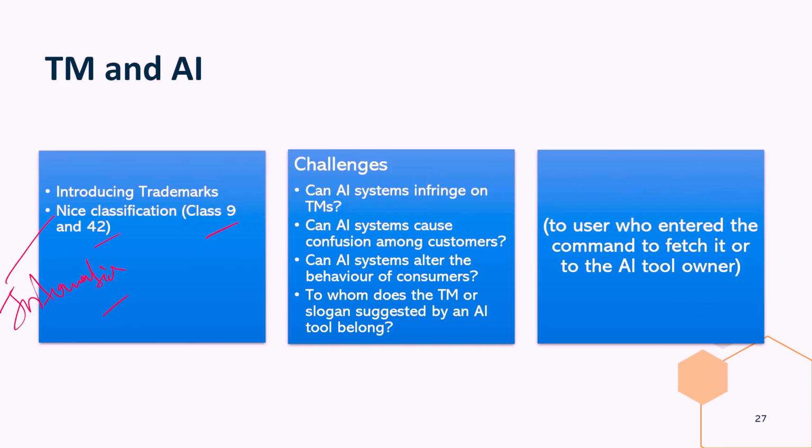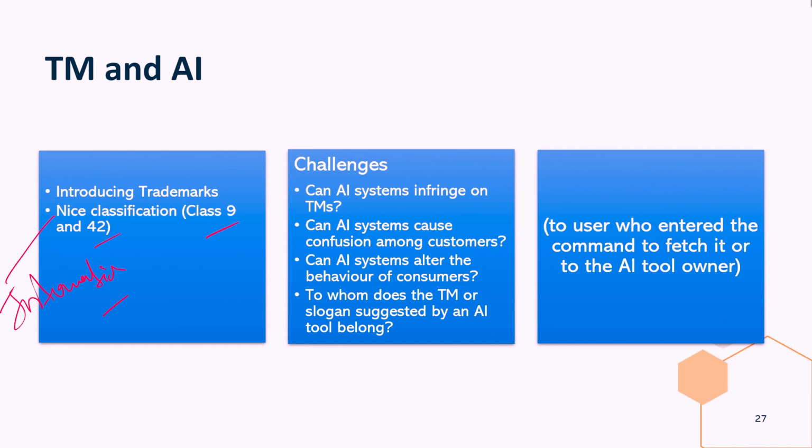So, can AI systems cause confusion among customers? As I said, AI is being used for lots of things, for manufacturing as well. Any product which is prepared, or for packaging as well, AI enabled machines or AI systems are used. So, it may also confuse the customers. The AI systems alter the behavior of consumers. Yes, they do alter the behavior of the consumers.